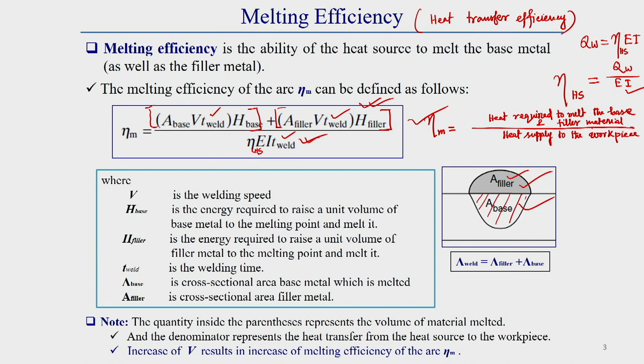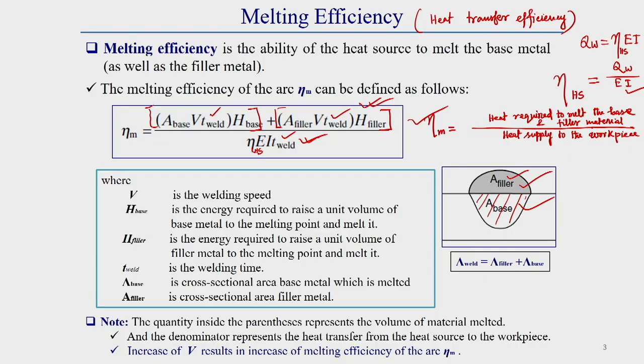Where do we get this from? From the cross-sectional view of the welded section, because by cutting and polishing it, this area can easily be visualized. Once we get this area, we multiply it with velocity and time. Velocity v into time t represents the length of the weld. So the cross-sectional area of the base material into the length of the weld represents what?